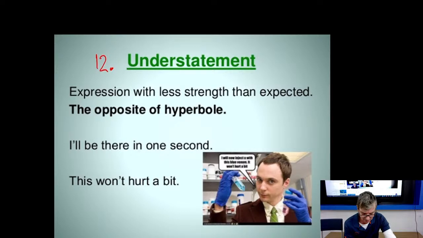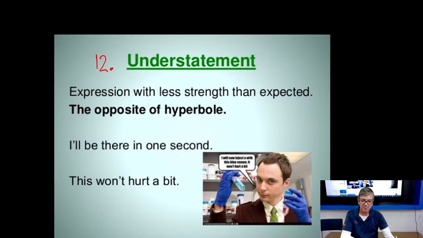For understatement, it's an expression with less strength than expected, the opposite of hyperbole. So, for example, then, I'll be there in 1 second.